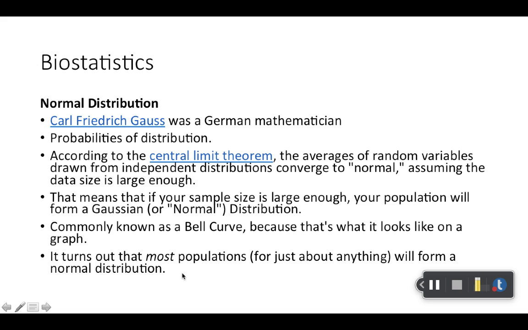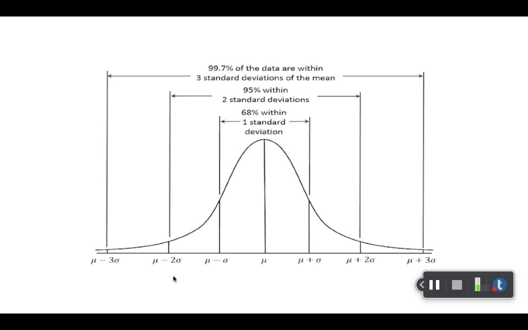But anyway, so yeah, bell curve. And it turns out that most populations for just about anything will fit a normal distribution. Again, caveat, if the sample size is big enough. And so this is the bell curve, the normal distribution. And we'll talk about all these other things here in a little bit.